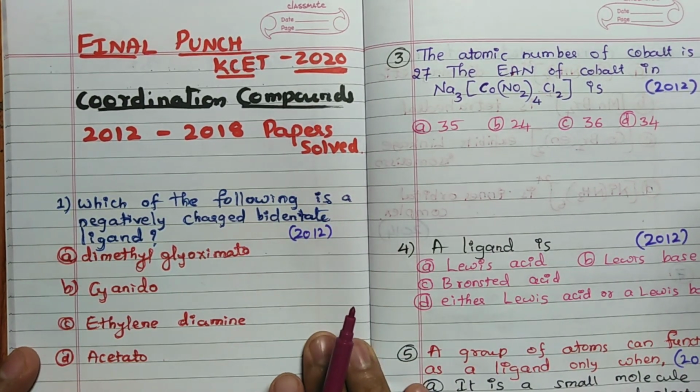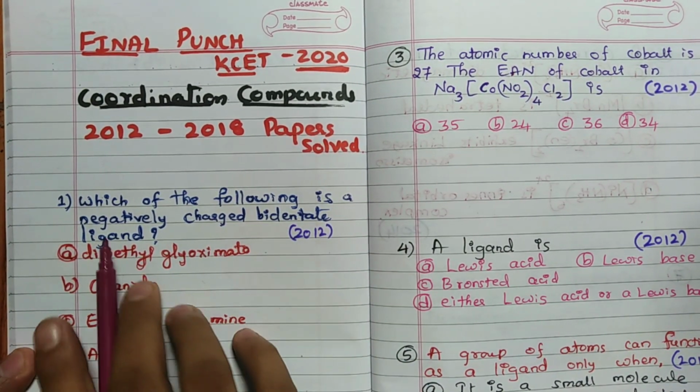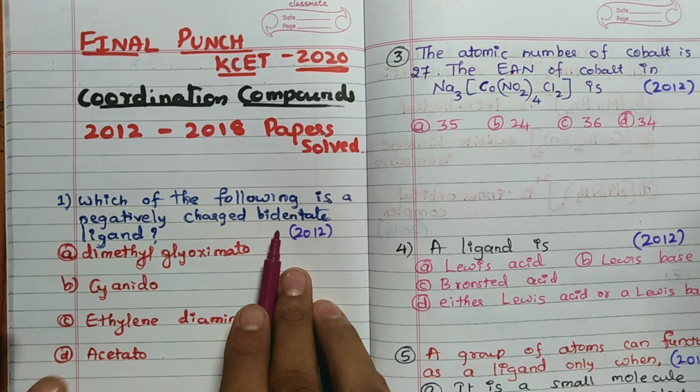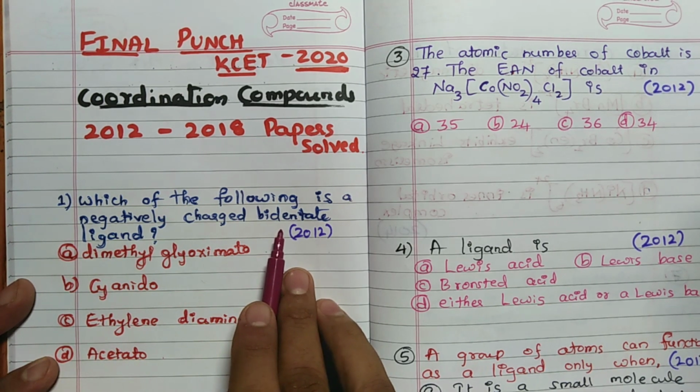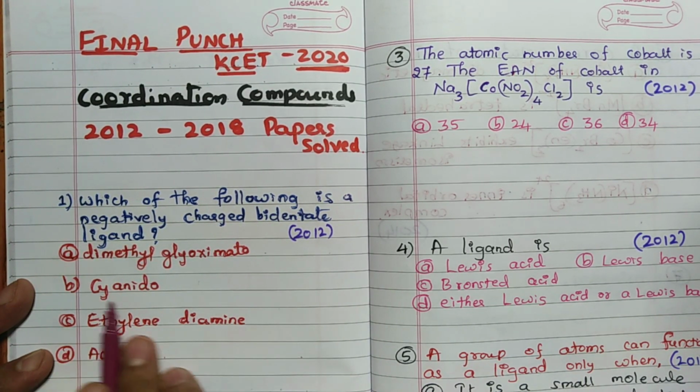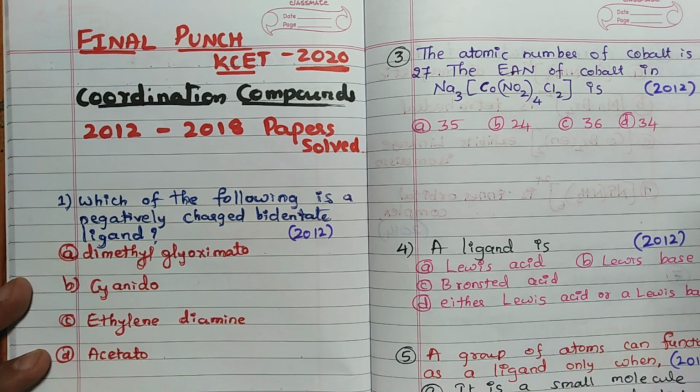The first question: which of the following is a negatively charged bidentate ligand? For this synopsis also the link is given in the description box. I have recorded the detailed synopsis in 2 lectures. So, bidentate ligand negatively charged: dimethyl glyoxymato, cyanide, ethylene diamine, acetato.